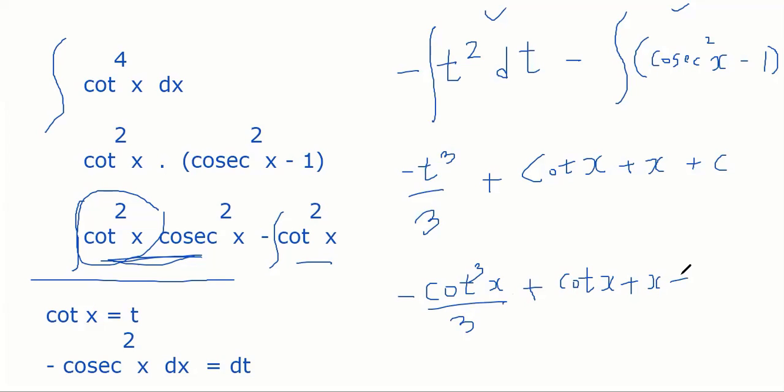If you have tan x, cot x, tan cube x, tan square x, cot cube x, all this kind of type, you take advantage of trigonometric identities. 1 plus tan square is secant square, 1 plus cot square is cosecant square. Good, everyone? Understood?